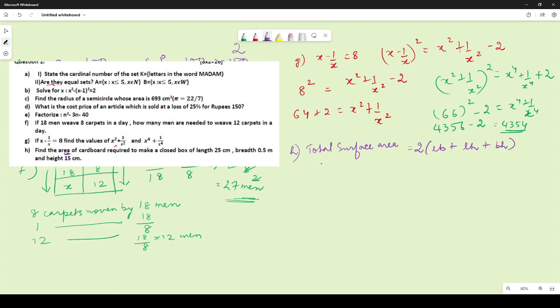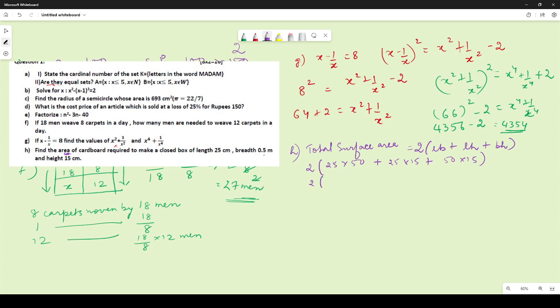तो यहाँ पर जब हम इसको सॉल्व करेंगे तो यहाँ हम लिखेंगे 2 इंटू, यहाँ याद रखिए ये ब्रेथ मीटर्स में दिया है, इसको हमको सेंटीमीटर्स में चेंज करना पड़ेगा. सो व्हाट वी विल हैव ओवर हियर इज 25 इंटू 50 प्लस L is 25 into height 15 plus 50 into 15. ये आपको यहाँ पर ये सारा ऐड करना है.